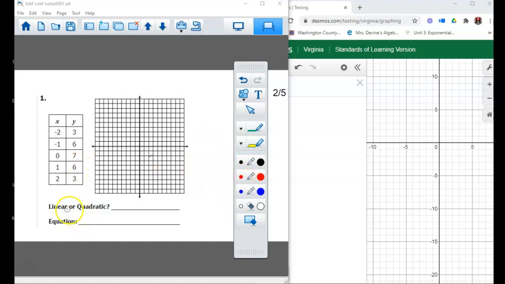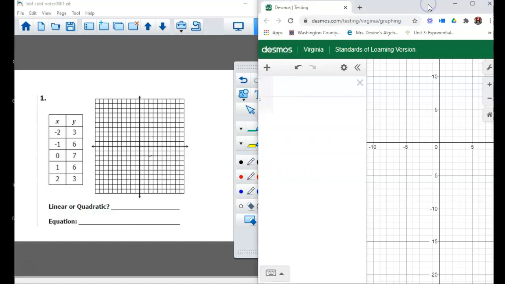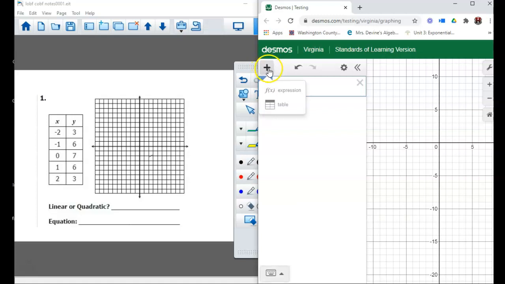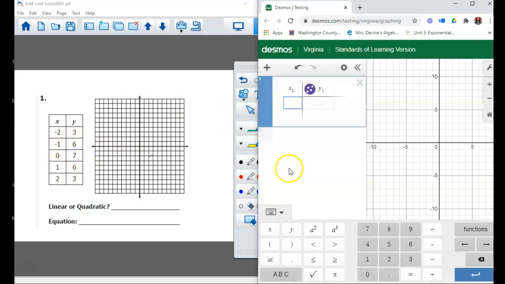We're going to use our Desmos calculator to do our graphing. Now, you'll notice the first question they want you to answer is: is this linear or is it quadratic? And then we're actually going to find its equation. So to do that, we'll come over here to Desmos, and on this first line, I want you to press this plus sign. When you press the plus sign, you'll see table is an option, so I'm going to press table.